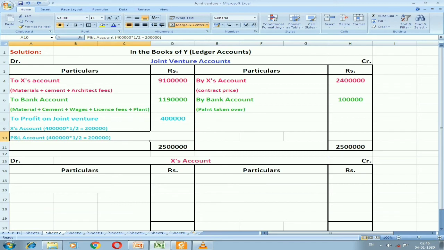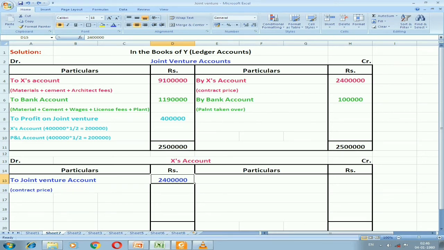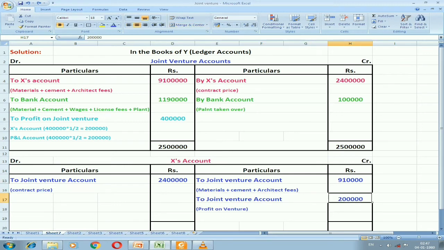Now let us prepare X account. The only thing we are doing in X account is transferring the entries. On the credit side, we have one entry, X account 24 lakhs, that I'm transferring to the debit side of X account with the same reason and same amount. On the debit side, we have the X account expenditures. I'm taking them on the credit side of X account in the name of joint venture with the same reason and same amount. And we have one more, that is the profit, which also is to be taken to the joint venture account, profit on venture 2 lakh. Let us do the total, which will be more on the debit side, that is 24 lakhs. I'm taking the same total on the credit side. The balance will be remitted to bank account, that is 12,90,000.